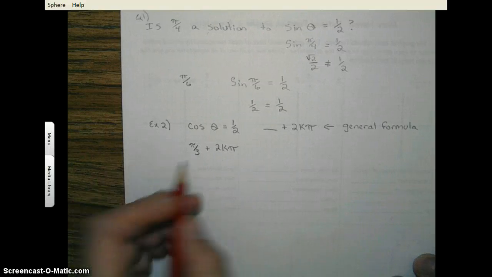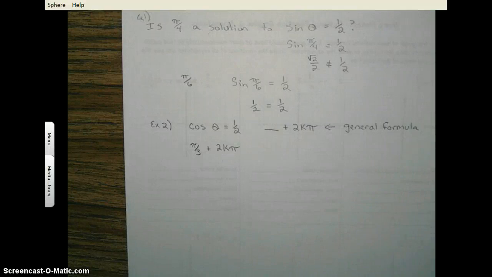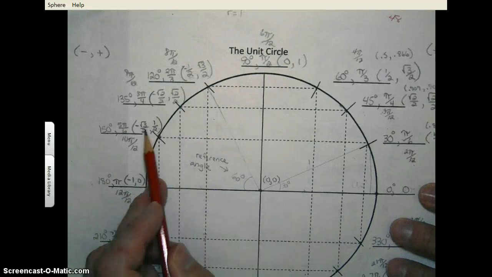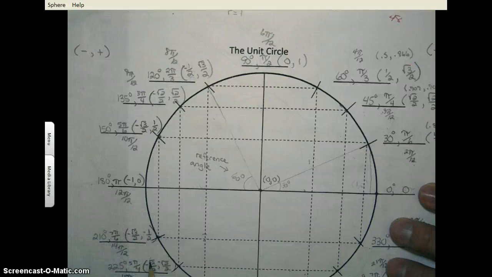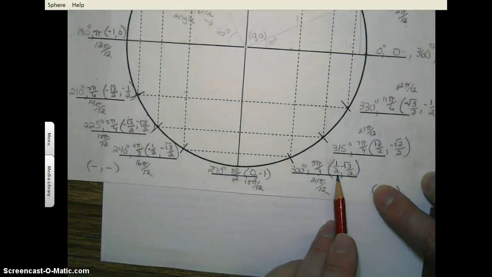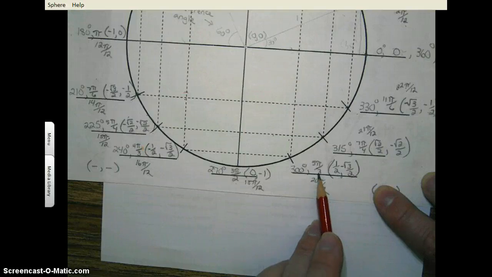Now, is there another solution that works? We're looking for 1/2, so keep going around the circle. No, no, no, no. Yes. So here we have 1/2. Cosine of theta is 1/2, so 5 pi over 3.